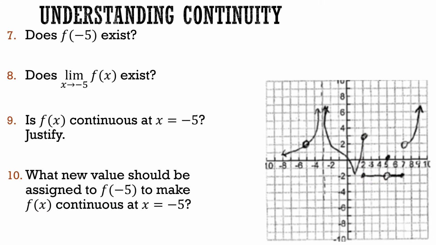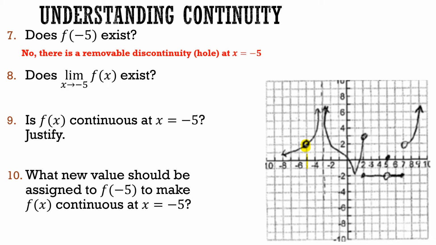All right, question 7. Does f of -5 exist? So what I'm going to do is find -5, which is right here. And I want to make sure that I see a closed circle, with no holes or gaps or anything. So at -5, I definitely see an open circle, and I don't see anywhere else on this x equals -5 line that's closed up. Therefore, this function does not exist at -5 because I have a removable discontinuity. I have a hole at x equals -5.